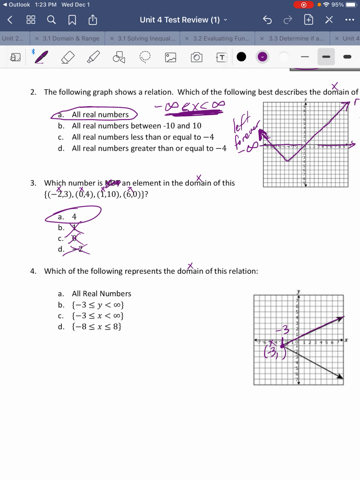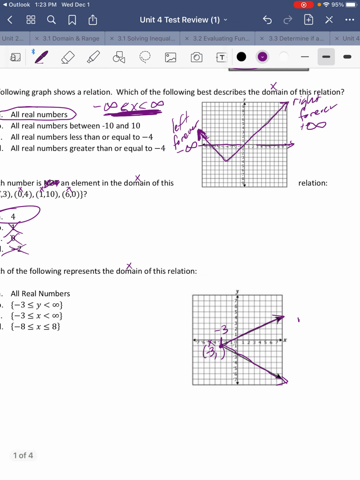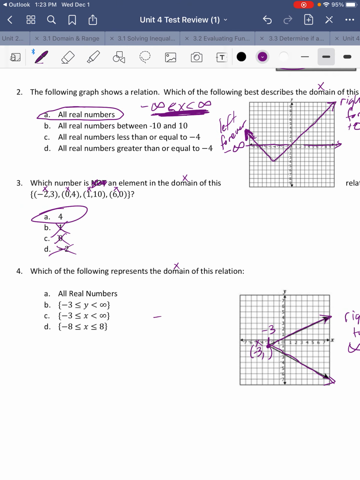And how far right does the graph go? Both the top part and the bottom part go right forever, so it's going to go to positive infinity. So -3 x value to positive infinity. It's equal to on -3 because there's an actual part of the graph there. It's a closed point, part of the function. So -3, and it's x because it's the domain.